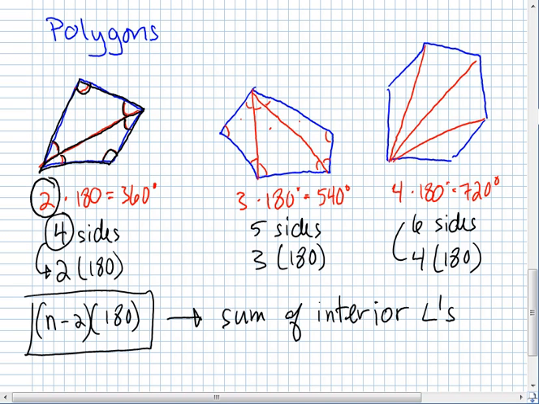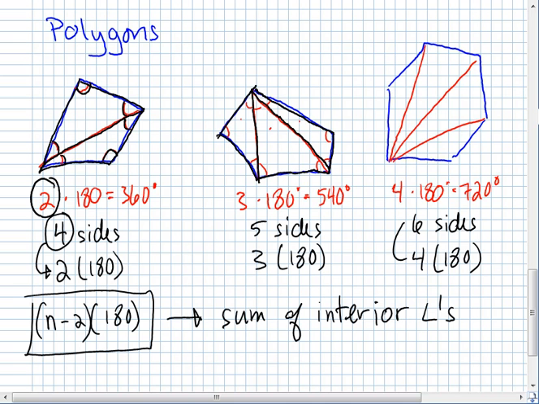And I do the same thing with a five-sided figure. I divide it into three triangles by splitting it like that. Same thing, the sum of the interior angles is just 3 times 180, and the same thing goes for the six-sided one on the right there.